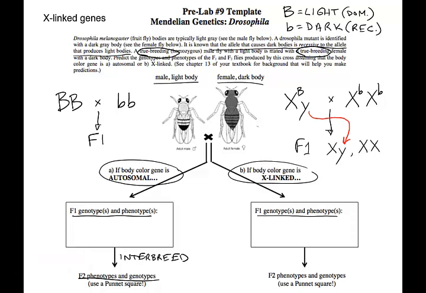And then just like we did with the other one, we're going to imagine that these flies will interbreed to produce an F2 generation. And now when you do the F2, you have to think not just about the color of the body, but also about the sex of the flies.